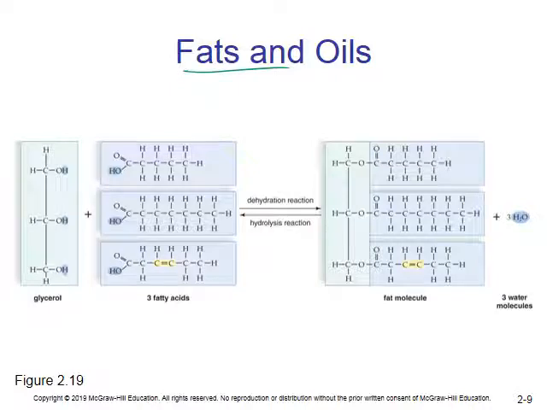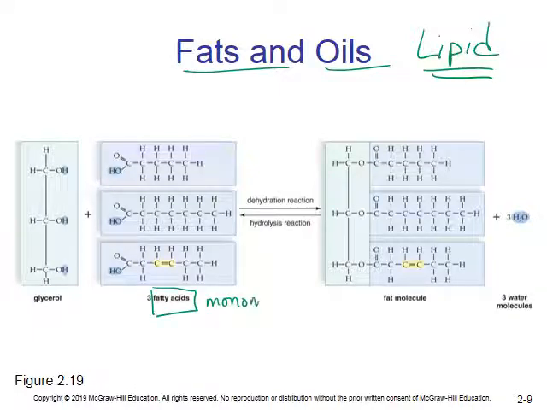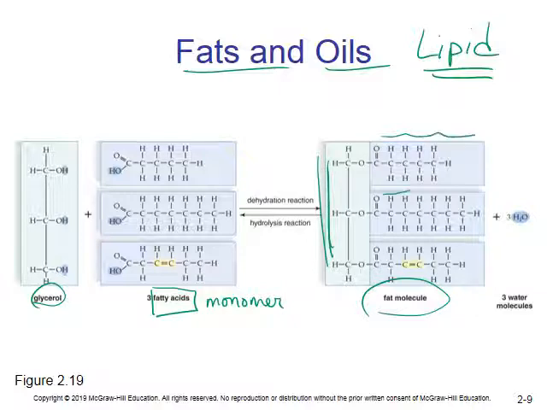Now we move on to fats and oils, and this category is called lipid. So remember I said the fatty acid tails were the monomers, and if you link it all together, then you end up with this fat molecule. So glycerol is here at the head, and we call these fatty acid tails, and we link them all together, and now we have a fat molecule or a lipid.